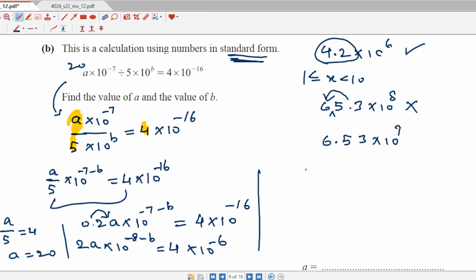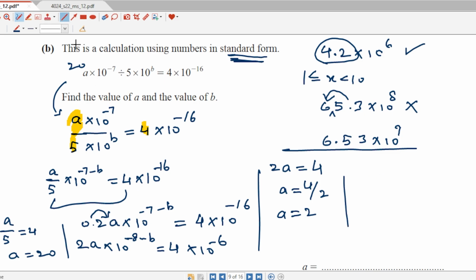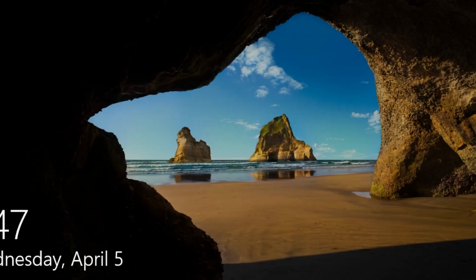Now we can compare these values to find the value of a and b. Here 2a equals 4. The value of a will be 4 over 2, that is 2. And for b, we can compare the powers of 10. Minus 8 minus b should be equal to minus 16. Minus b equals minus 8, so b equals 8. A equals 2 and b equals 8 is the answer.